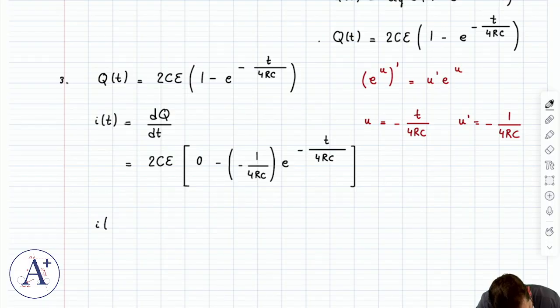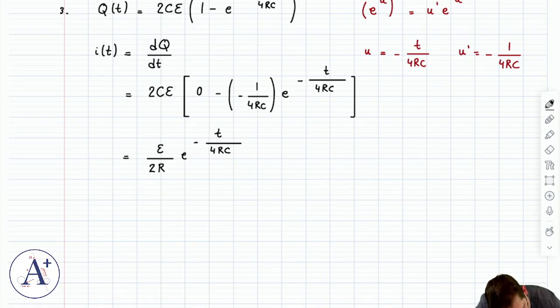And if I want the current at t equals 0, so right after the switch is closed, sorry, I'm jumping the gun here. Let me simplify this. So, okay, 2 over 4 is 1 over 2. Minus and minus becomes plus, and the C's go away. So this is epsilon over 2R, e to the minus t over 4RC. Okay, so that's going to be the current as a function of time.